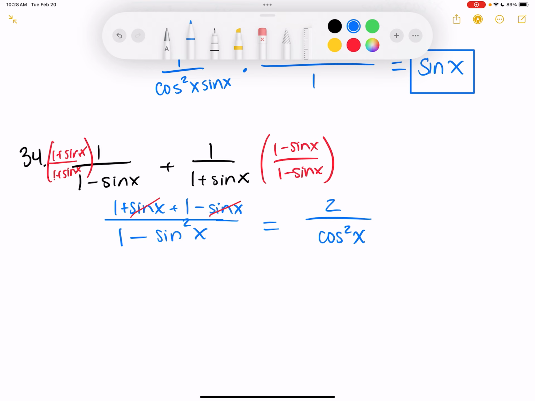The draft. Secant squared. Yeah, so this is going to become 2 secant squared of x. And that's the form that they were saying that they need to be written in.